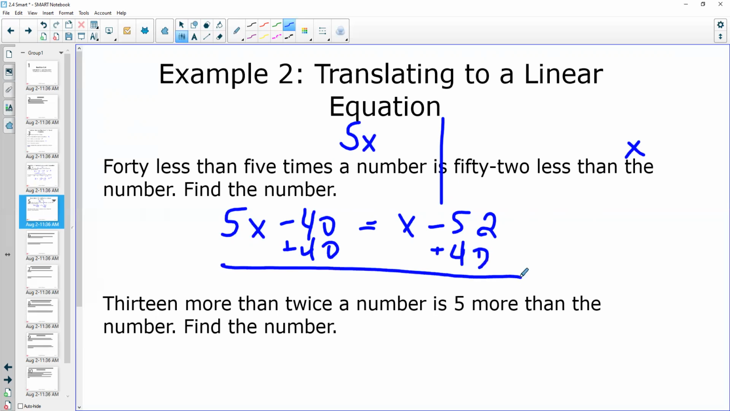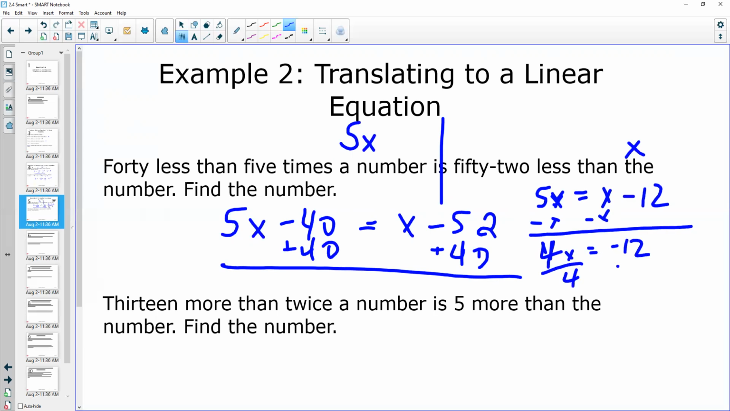Numbers on one side, variables on the other. I get 5x equals x minus 12. Subtract the x. I get 4x equals negative 12. Divide by 4. x is negative 3. And then you can go back and put that negative 3 in for x in your original equation and see if it works. It should. Okay, go check and make sure it works.